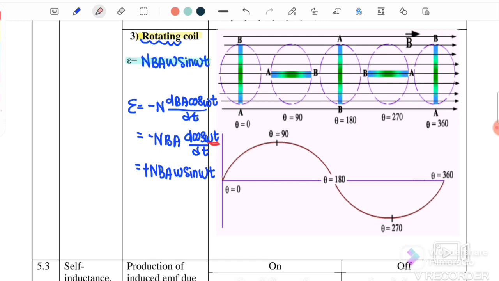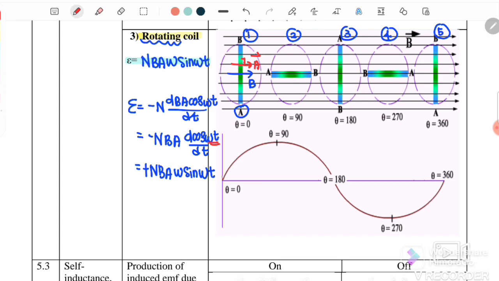So let us look at the first diagram. Let's say this is number 1, number 2, 3, 4, 5. We look at number 1 first, where initially A is at the bottom. Our magnetic field B is to the right, and the vector of A is also perpendicular to the plane. It's to the right as well.